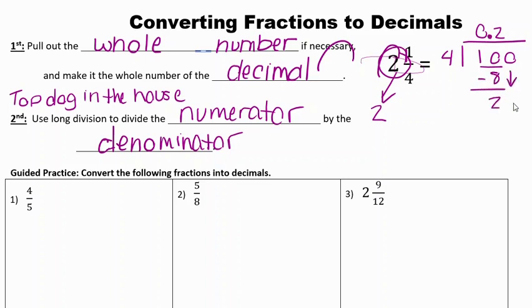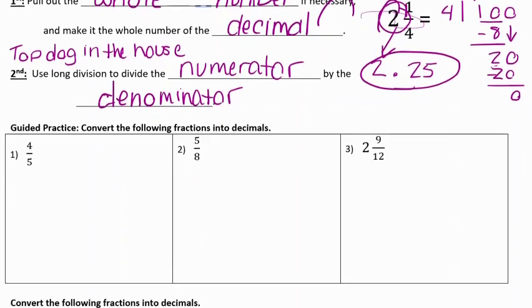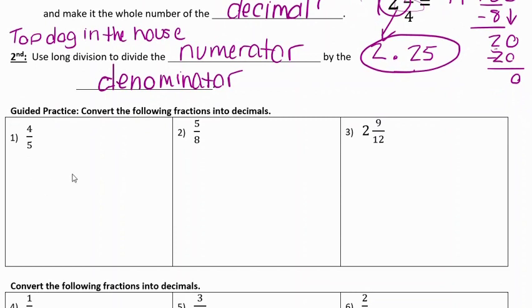Bring down a 0. 4 goes into 20 5 times, which is 20. Subtract, I get 0. Now, because this has a whole number of 2, I'm not going to use 0.25. I'm going to use 2.25. So there's your solution. Like I said, this is just some review. So let's practice these ones.